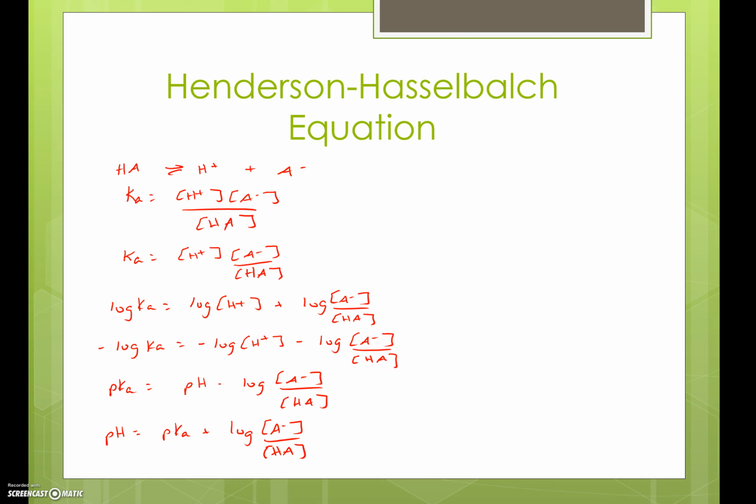And if we add the log of A over HA to both sides, we get pH equals pKa plus the log of our base over our acid concentration. And this log form of our Ka expression is called the Henderson Hasselbalch equation. This equation is useful in situations where the concentration of the acid and its conjugate base are known. In other words, if we have a buffer solution.